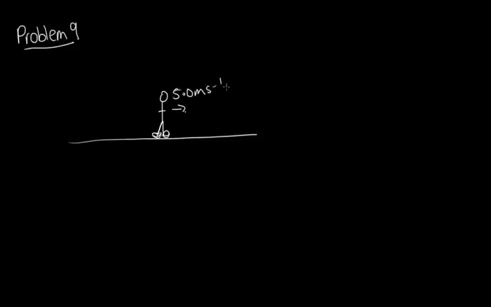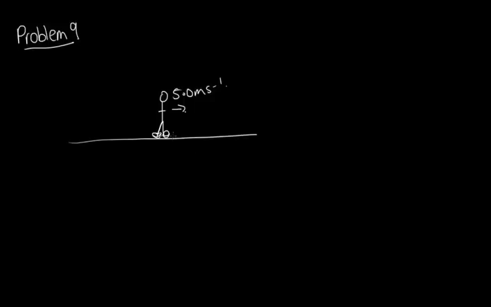Problem 9. In this problem, we've got an ice skater who's gliding along the ice. Here they are, going in that direction there. And we're told that they're going with a constant speed of 5.0 meters per second. In part A, we're asked to draw a diagram showing the forces acting on the skater.